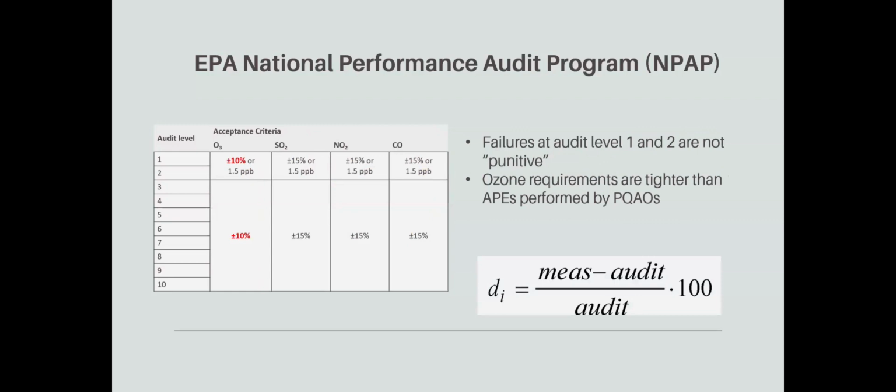All the requirements are the same, except for ozone, which is much tighter. Ozone is a plus or minus 10% requirement. And again, I'll correct this spreadsheet before I give it over to Mike, but it's not plus or minus 15% or 1.5 ppb for CO. That should be 30 ppb for that. Again, same equation: measurement minus audit, divided by audit, times 100 to give our percent differences.